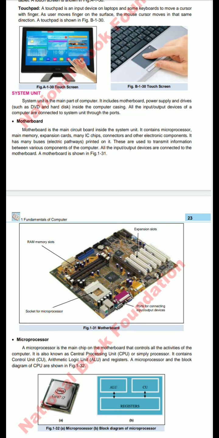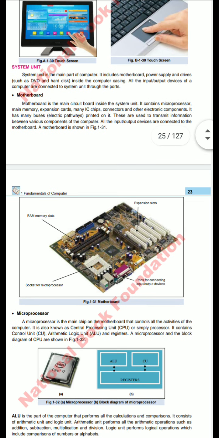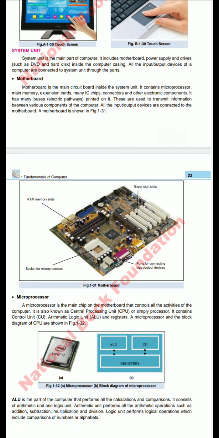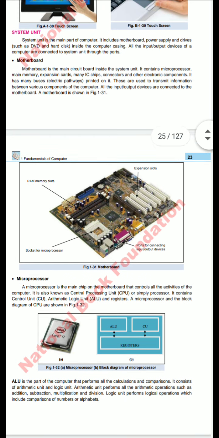Number 1 is the motherboard. This is the main circuit board, and all the components are fixed on that motherboard. It consists of a microprocessor, main memory, and expansion cards. Many IC chips and electronic components are also available. It has many buses, electric pathways printed on it. These are used to transmit information between the various components of the computer.